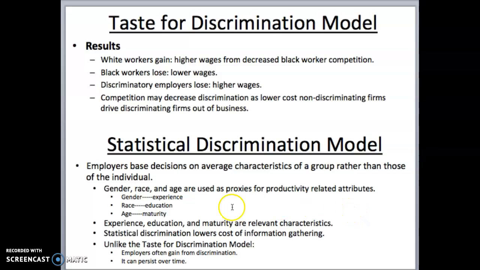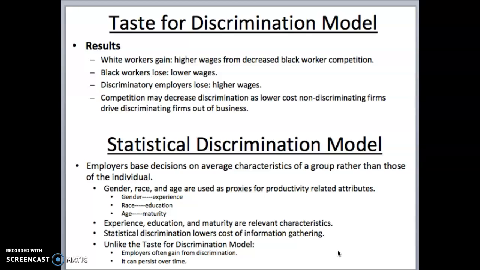For example, an employer may use gender to evaluate the experience of a worker. They may use race to evaluate the education of a worker, and they may look at age to evaluate maturity. Now, we would all agree that experience, education, and maturity are relevant characteristics in hiring somebody. So we don't fault employers for looking directly at these things, but with statistical discrimination, they actually look at gender, race, and age to get to these relevant characteristics. It has the effect of lowering the costs of information gathering.